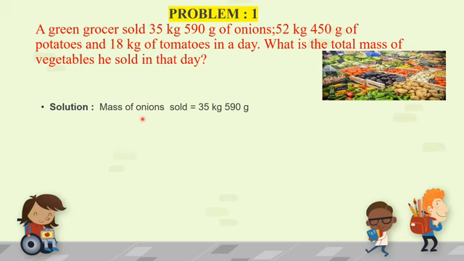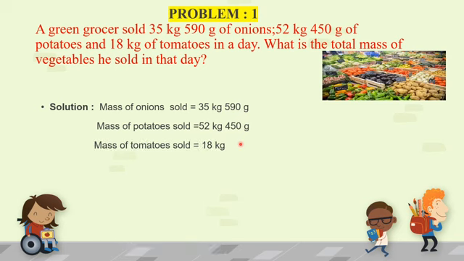Solution: mass of onions sold. So what is the amount? 35 kg 590 gram of onions were sold. So what mass of potatoes were sold? Mass of potatoes sold 52 kg 450 grams. And then mass of tomatoes sold 18 kg only. Nothing mentioned in gram. So only 18 kg. So these numbers with the units mentioned are needed to be added.